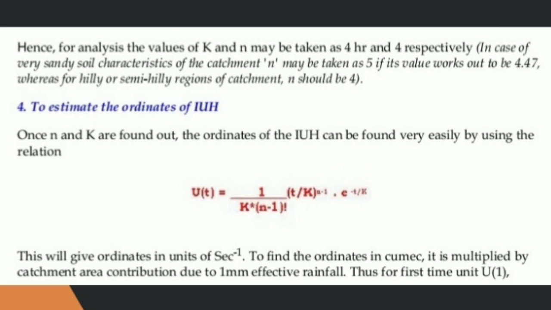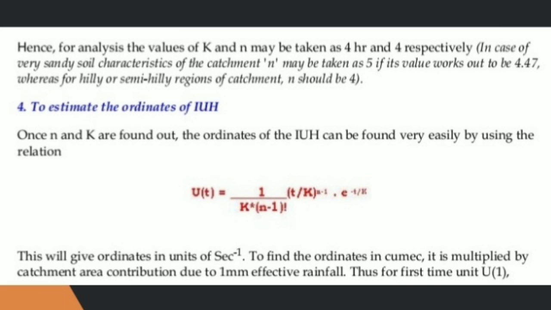To estimate the ordinates of IUH, once N and K are found out, the ordinates of IUH can be found very easily by using the relation U(t) equals 1 over K times gamma of N, times (t over K) to the power of N minus 1, times e to the power of negative t over K. This will give ordinates in units of seconds to the power of negative 1.